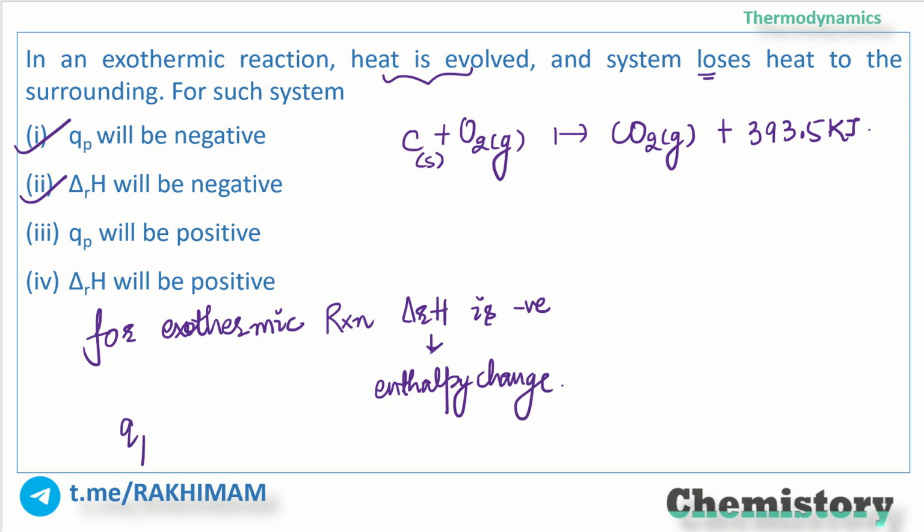And QP is equal to the enthalpy change for the reaction at constant pressure. QP, heat at constant pressure, is equal to what? The enthalpy of reaction. It is at constant pressure that we are dealing with. So delta QP will also be negative.